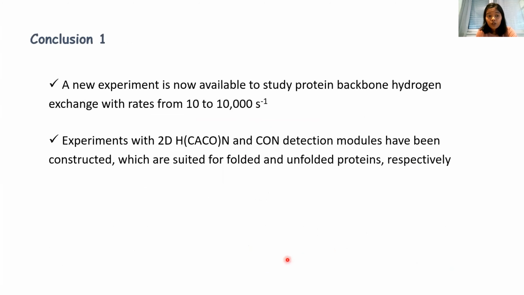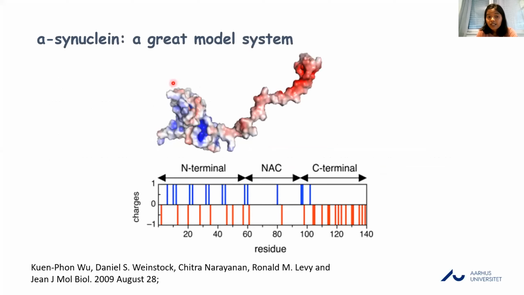So in conclusion, our first conclusion is that yes, we have a method that helps us detect fast exchange rates. We've already used it in HACACON and CON modules, and it's quite suitable for folded and unfolded proteins. But now we'd like to go further and study the hydrogen exchange rates on alpha-synuclein. It's a very interesting protein with 140 amino acids. It's intrinsically disordered with 3 very interesting regions. You have the N-terminus, which is slightly positively charged, the NAC region, which is devoid of any charges except for these 2, and the C-terminus, which is highly negatively charged.